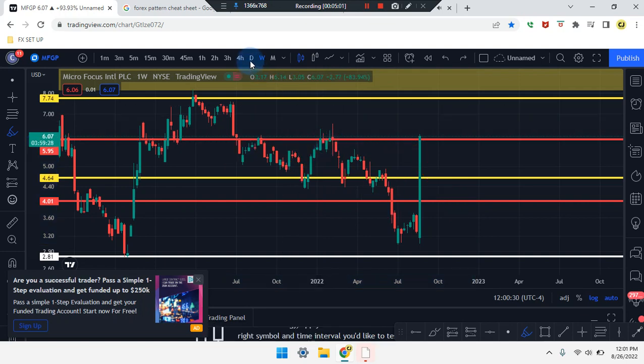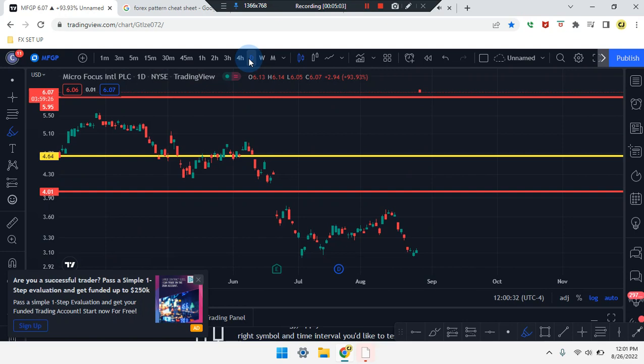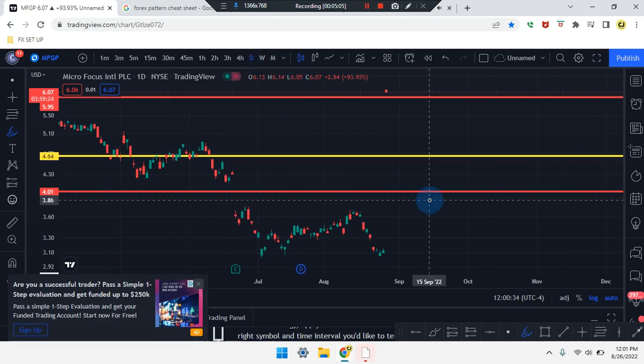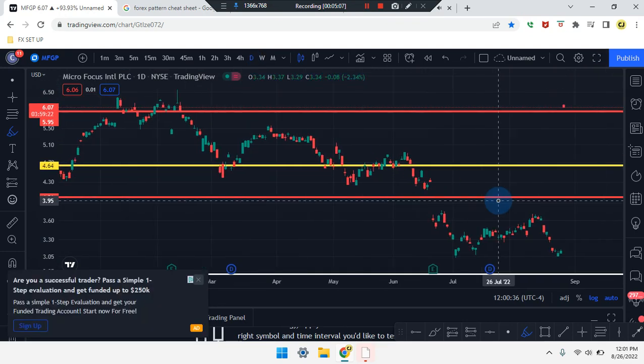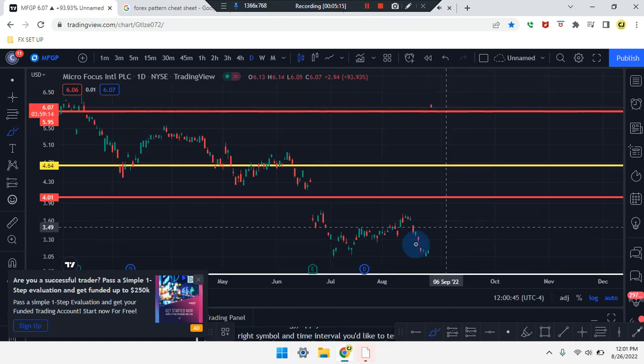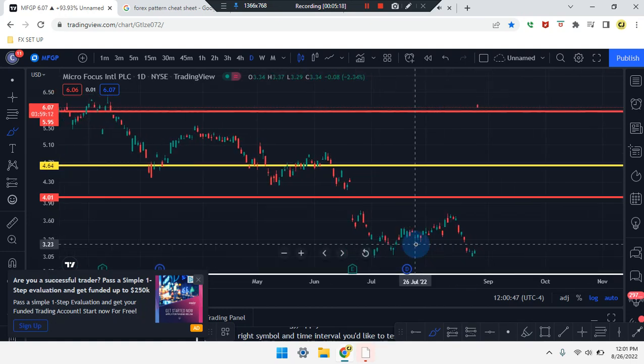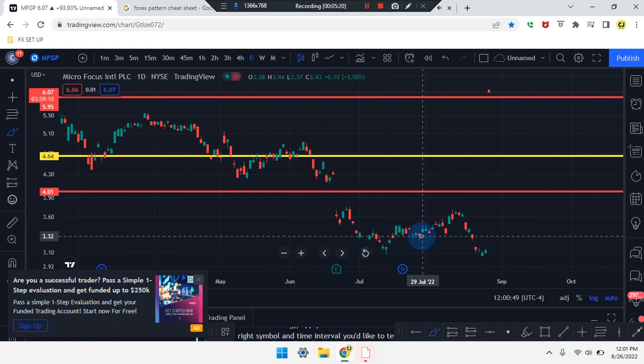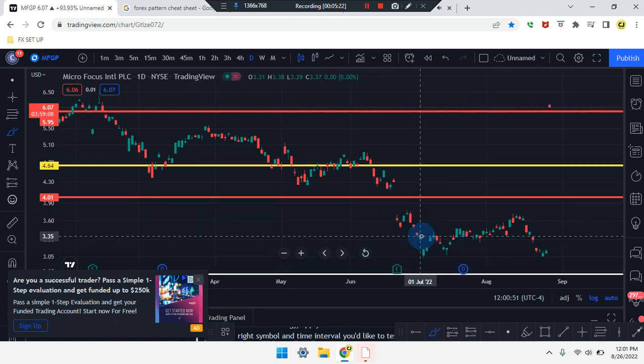Walking down to the daily time frame, we have now the market is getting very choppy. I don't know how far we're going to walk down this time frame. We're only on a daily time frame now, and it's choppy. So it's going to get more choppy. So we're going to stop at a certain level. We'll do our best to walk down.